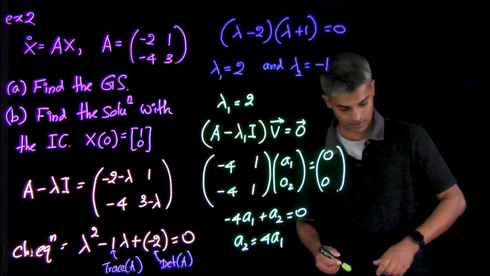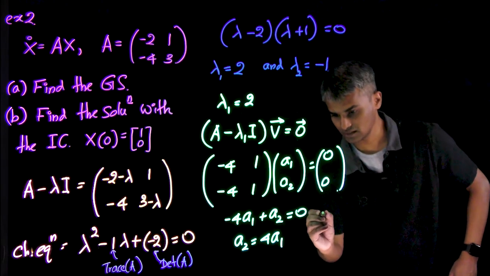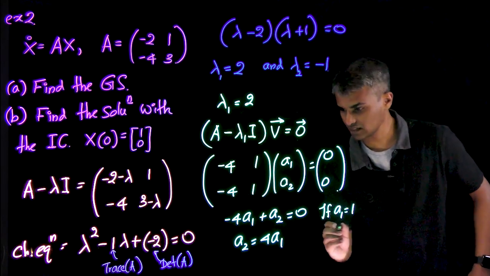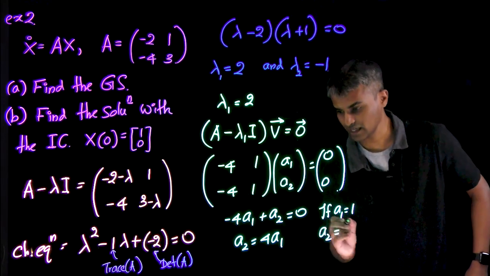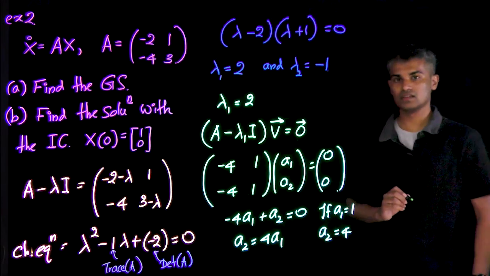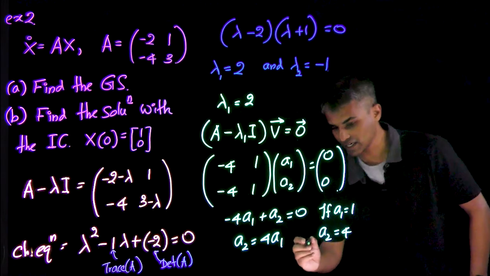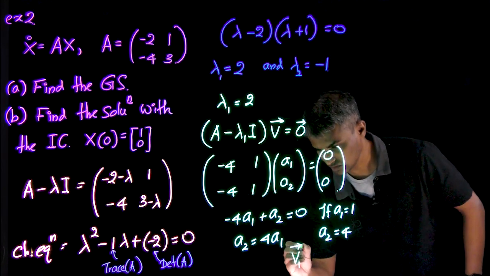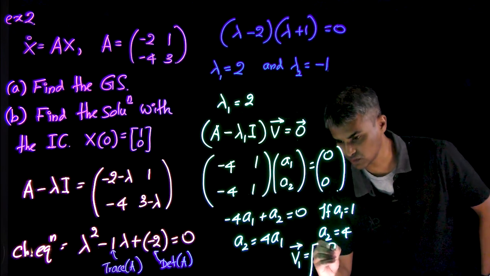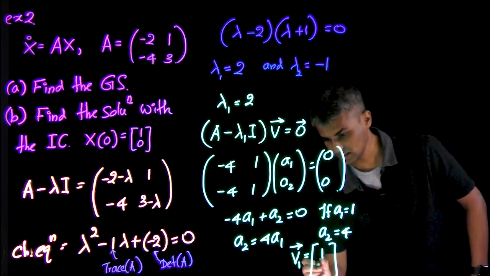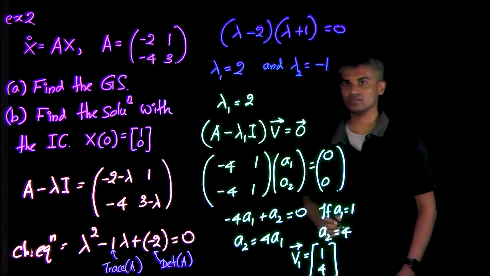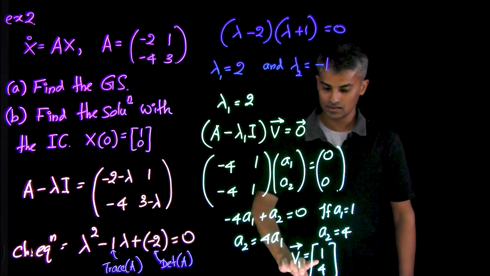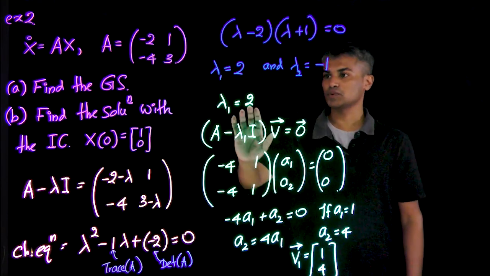So, let us pick A1 equals 1. If A1 equals 1, then A2 should be 4. Therefore, the corresponding eigenvector V equals, first component is 1, the second component is 4. Great. So, now we calculated the eigenvector that corresponds to this eigenvalue.